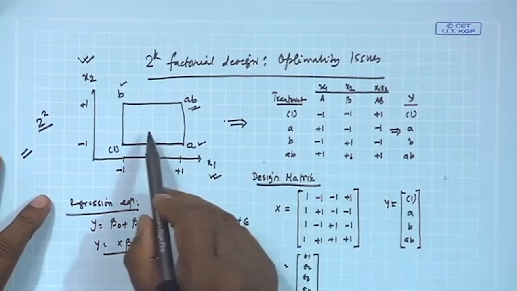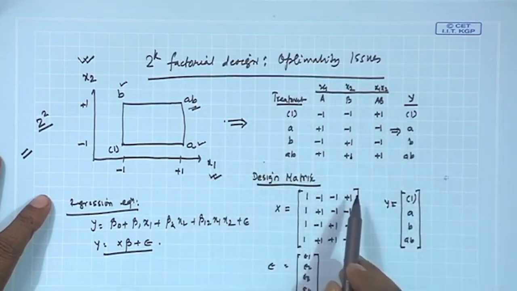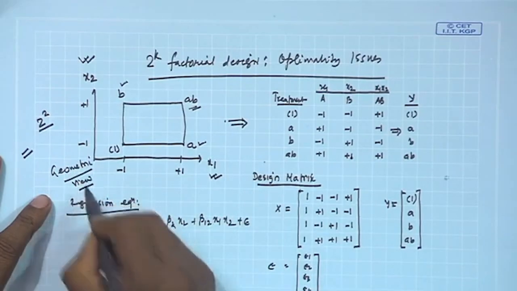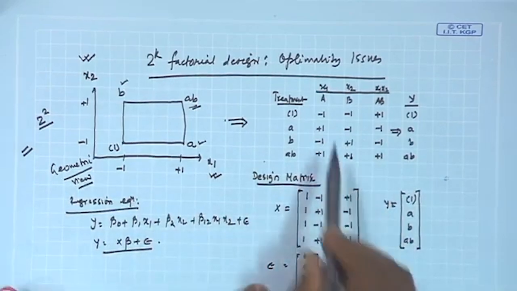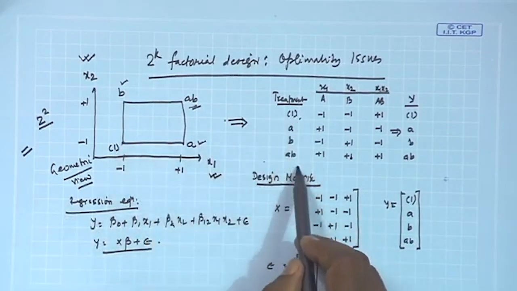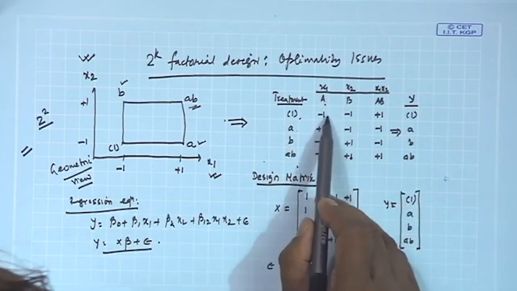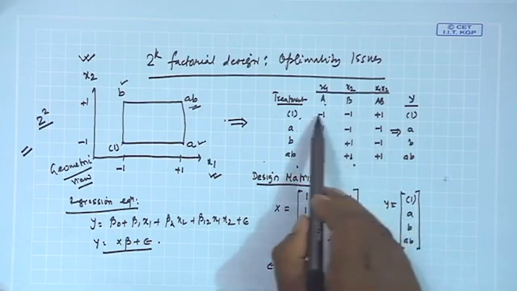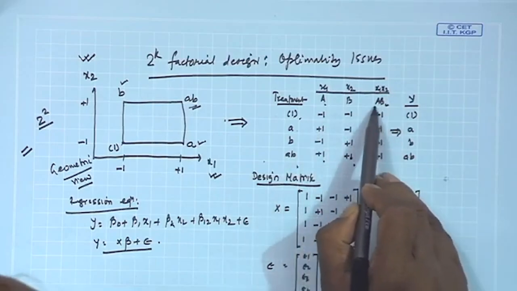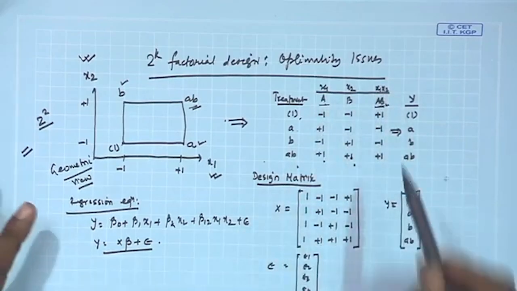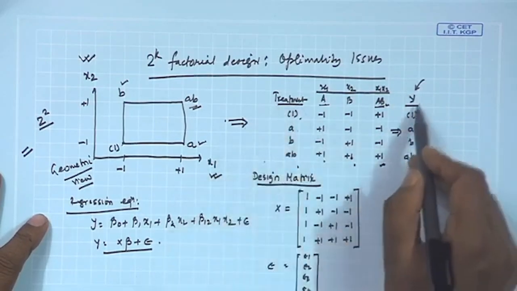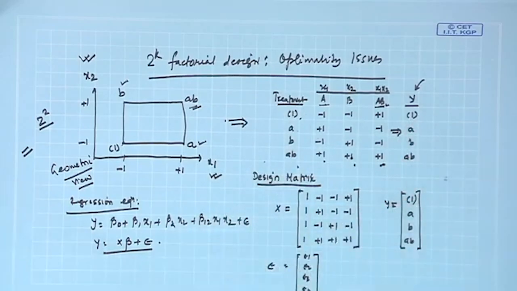Okay. Now, the same thing when we use the geometric view, the analogous representation in algebraic signs is this. Here we have four treatment combinations, 1, A, B and A B, and x 1 or A is having the values minus 1, plus 1, minus 1, plus 1, x 2 minus 1, minus 1, plus 1, plus 1, and if you multiply both, you will get x 1 x 2, that is the A B factor interaction, which will be plus 1, minus 1, minus 1, plus 1. Okay. And the corresponding y total, exactly the treatment combination, the way we are basically following, we are writing in this fashion. You may write in another way, but this is the practice.